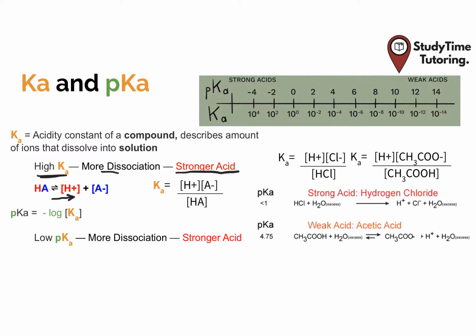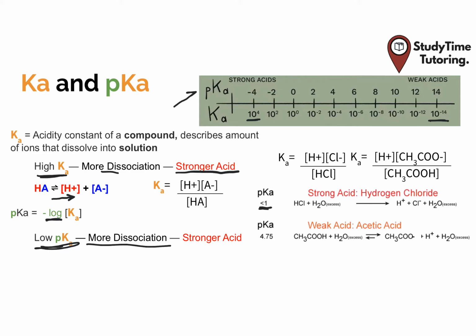Now, you'll notice here that the values for pKa, which again is just the negative logarithm of Ka, are much more manageable than their Ka counterparts. So you'll see here that the values for Ka are either very large or really small. So we use pKa instead. Now, when we have a low value for pKa, we're going to get more dissociation. So keep in mind that they're inversely related.